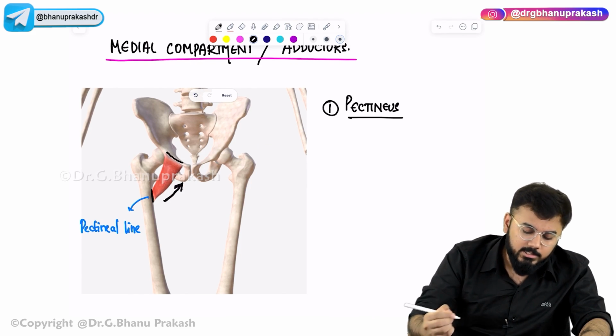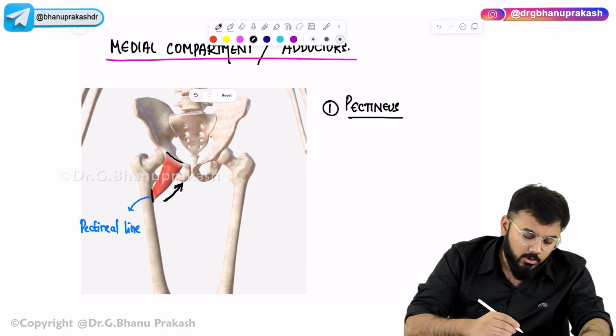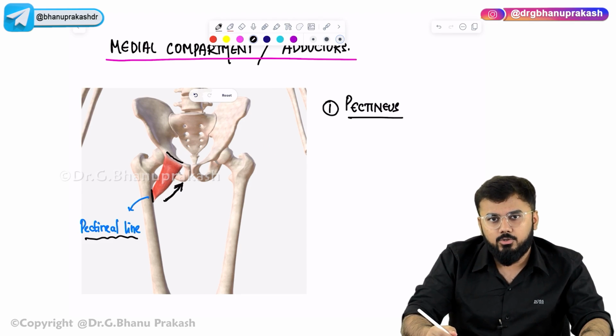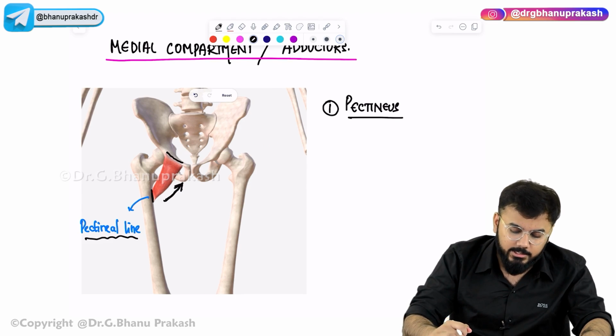The first important muscle is pectineus. Why is it called pectineus? Because here we have a line called the pectineal line. So this muscle attaches to the pectineal line, so you call it pectineus.